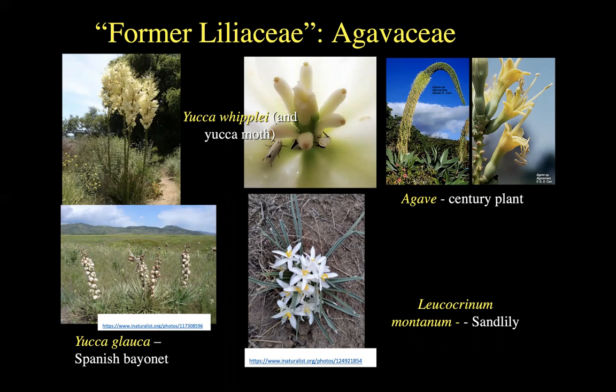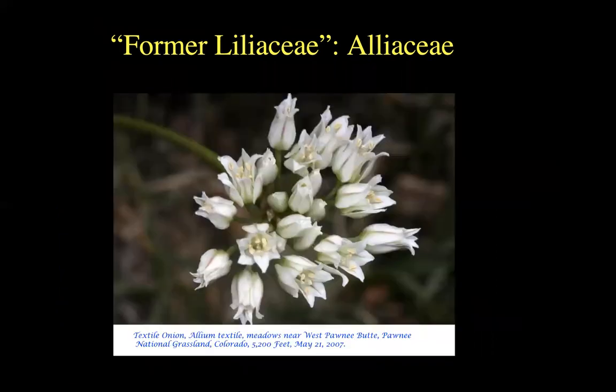Others that we don't really have in Colorado that are native include the agave group, which is huge throughout the New World desert ecosystems in particular. And then all our favorites, our friend, the Leucocrinum montanum, the sand lily that we see all over near Colorado Springs.